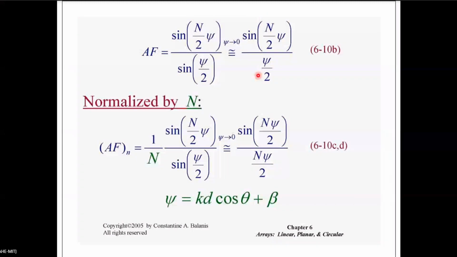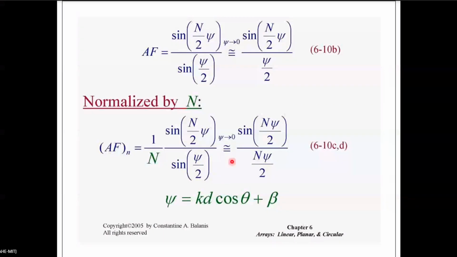Then we normalize it. Normalizing means you have to find when it is maximum. When psi is equal to 0, the array factor is maximum because all the electric fields will be along the same line, so you get 1 plus 1 plus 1 up to n. So the maximum value of the array factor is n. Normalizing, you divide by the maximum: 1 by n, sin(n psi/2) by sin(psi/2). If psi is close to 0, it is this. Have you understood this?